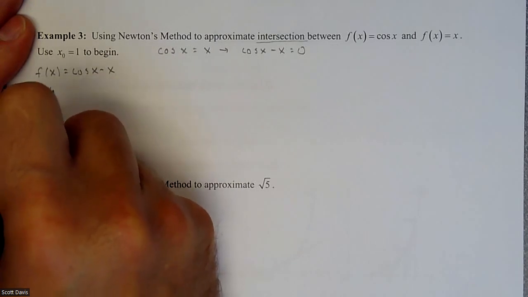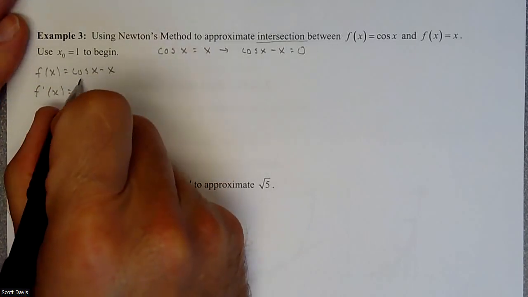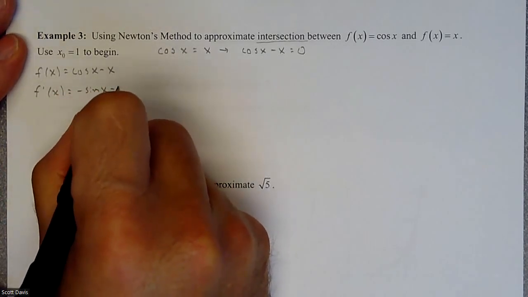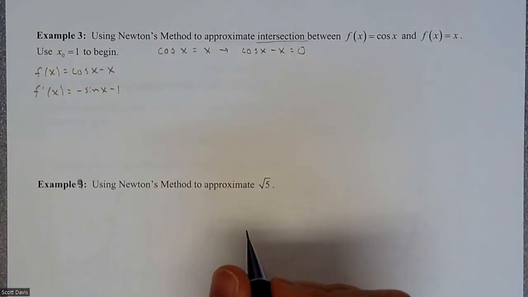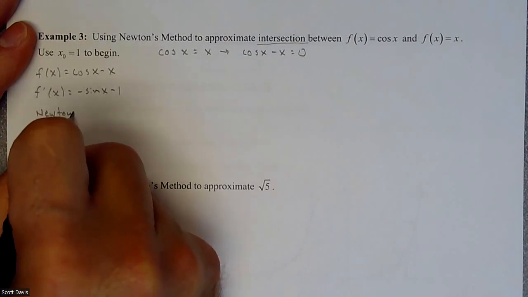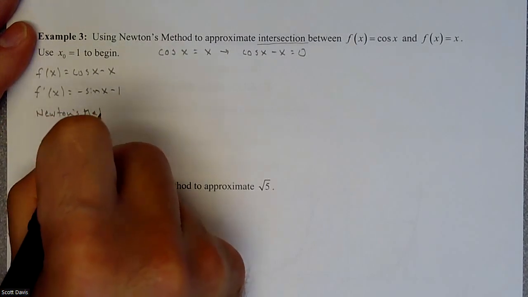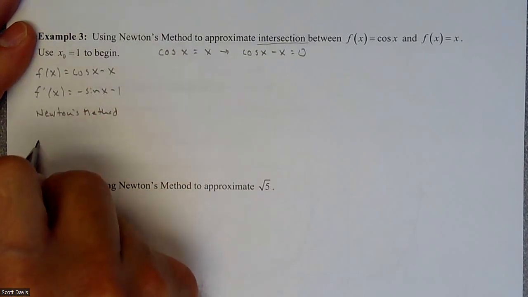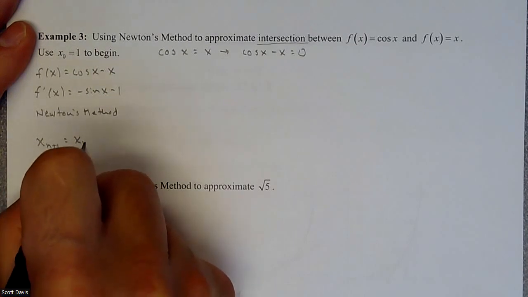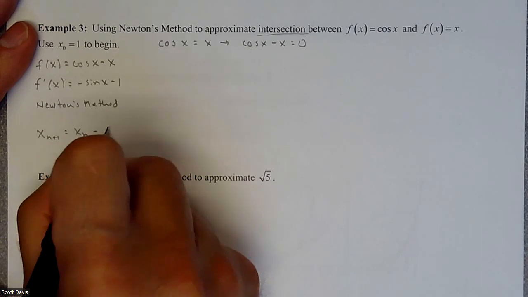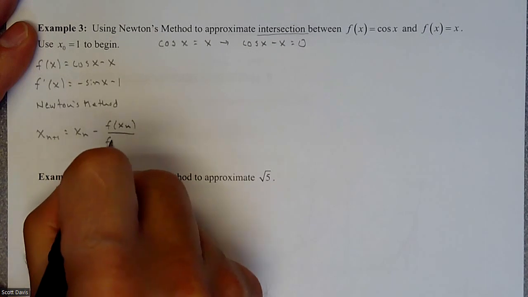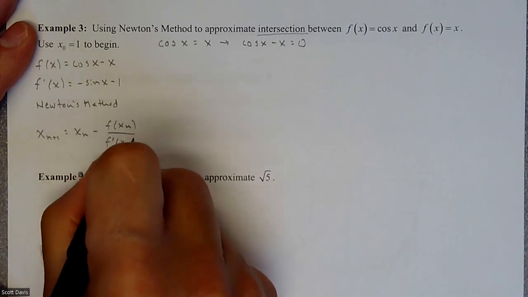And then I need my derivative. The derivative of cosine is negative sine x, and the derivative of x is 1, with a subtraction sign in between them. All right, so don't forget the formula for Newton's method: our next iteration is based on the previous x value minus the y value at that x value divided by the slope at that x value.